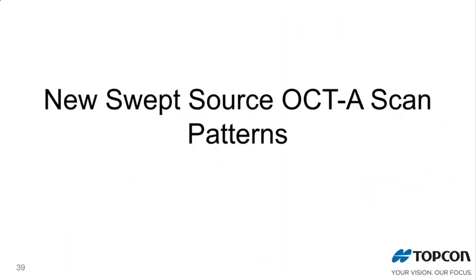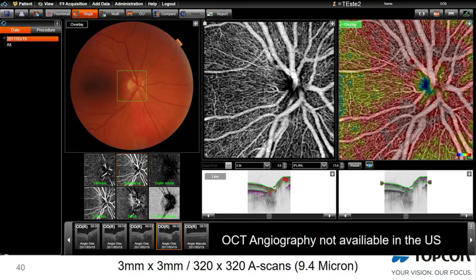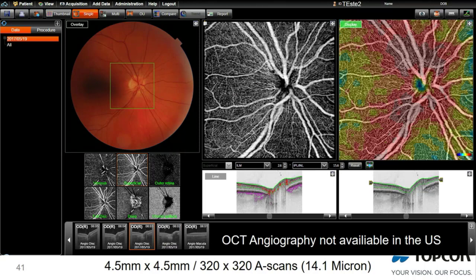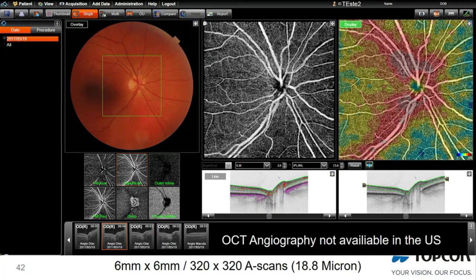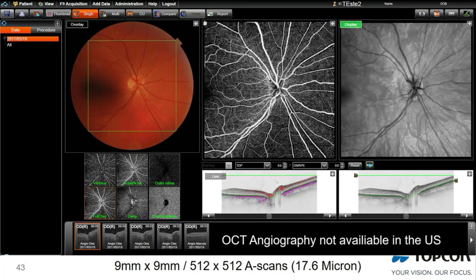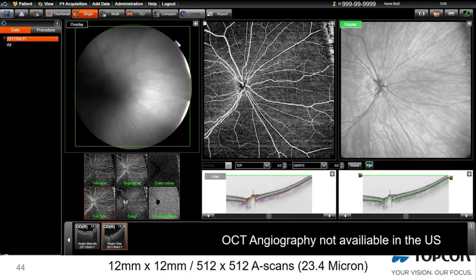So let's look at some of the patterns we do. We've got the 3 millimeter by 3 millimeter. We've got the 4.5 by 4.5. We've got the 6 millimeter pattern. We've got the 9 millimeter pattern. And we've even got a 12 millimeter pattern, which actually goes outside of even the field of view of the camera itself and produces a lot of interesting imaging.